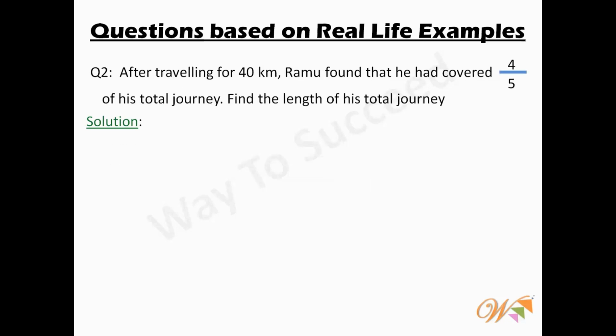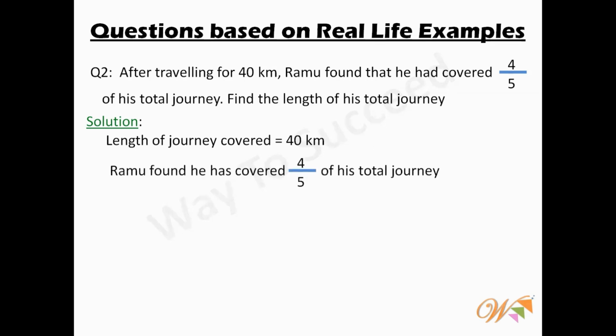Let's take another example. After traveling for 40 kilometers, Ramu found that he had covered 4/5 of his total journey. 4/5 of his total journey means if you divide the whole journey in 5 parts, he has covered 4 out of 5 parts. 1 part is left. Now he has traveled 40 kilometers, and he has covered 4/5 of the total journey.